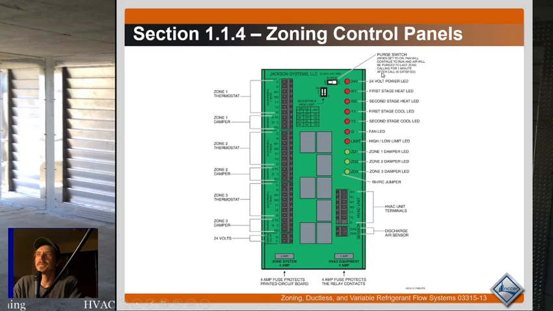And then this one, they're showing a purge switch, which just keeps the system running a little bit longer after the last zone is satisfied, to try and get all the rest of the heat out of the system, or all the cold out of the system.